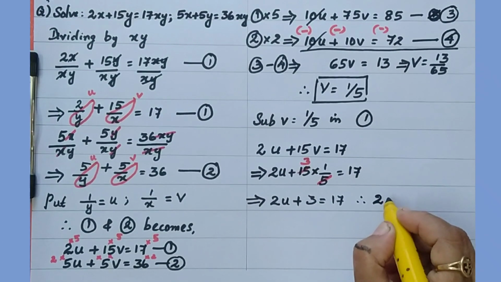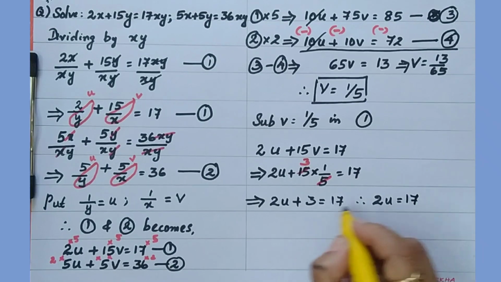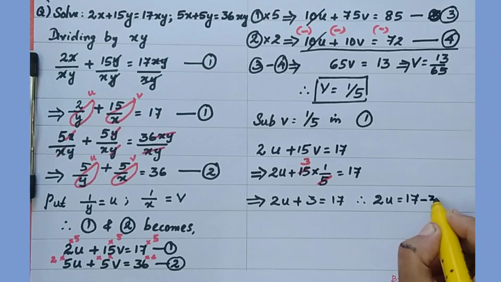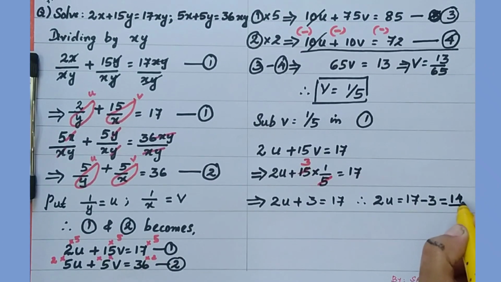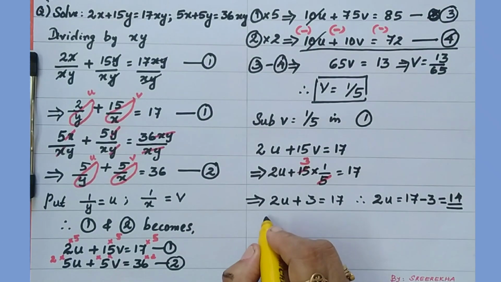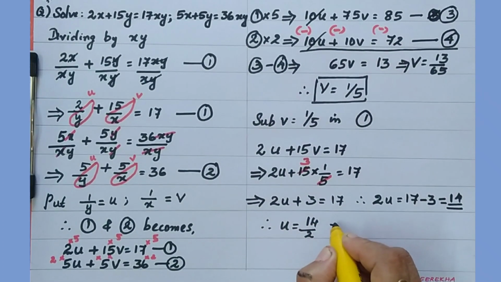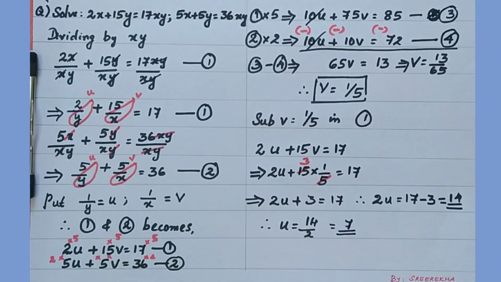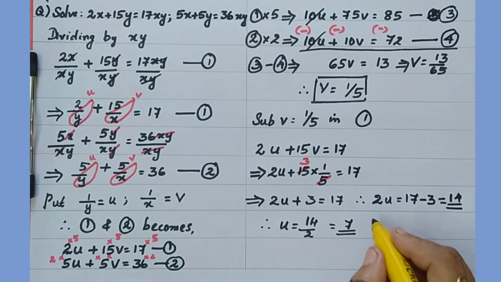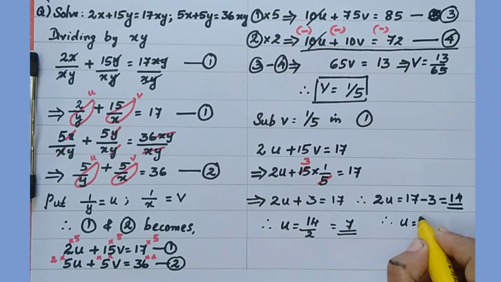Therefore, 2u equals 17 on the right side, plus 3 comes to the right side and becomes minus 3, which is 14. 2u equal to 14. Therefore, u equals 14 by 2, which is 7. Thus, you got two values. Therefore, u equal to 7.